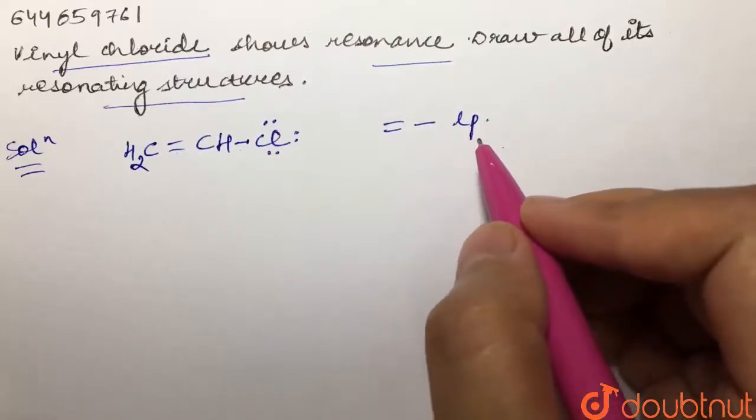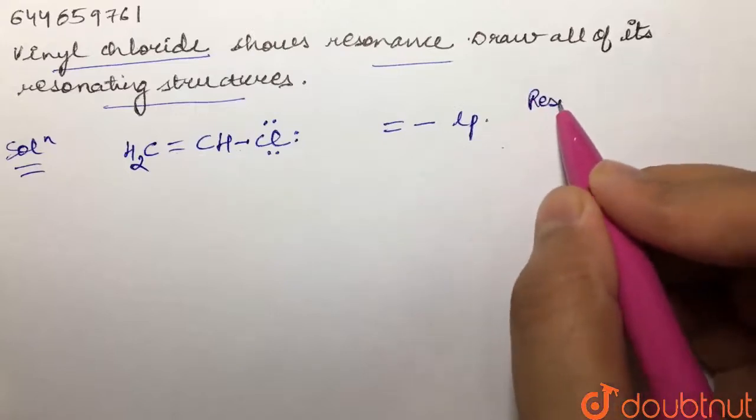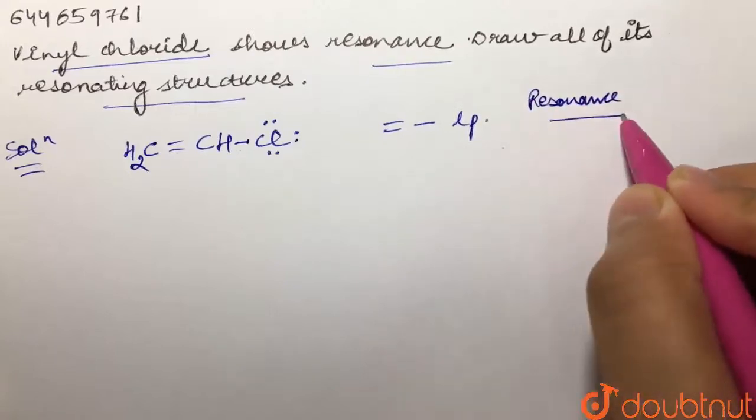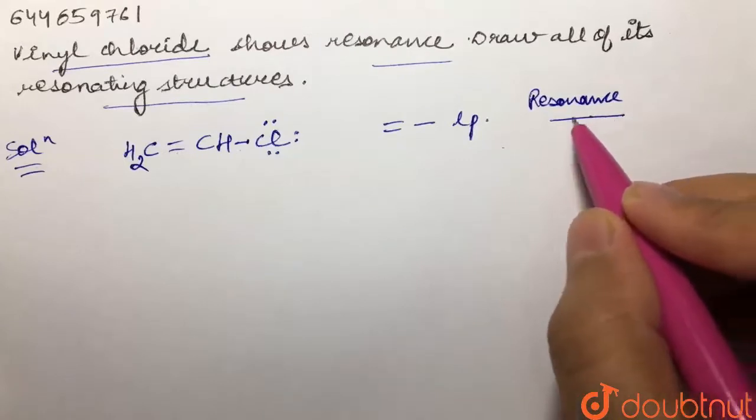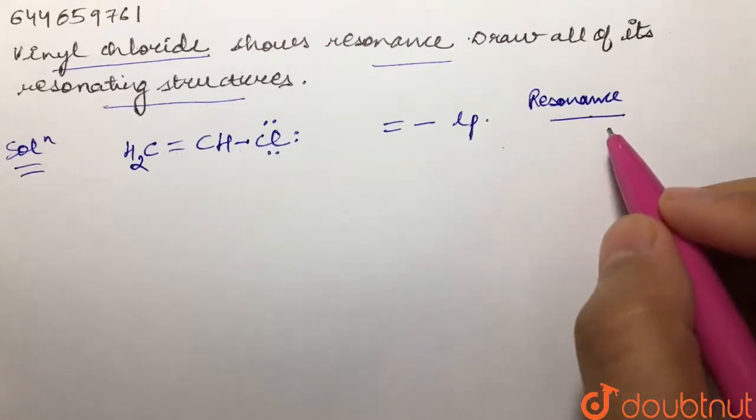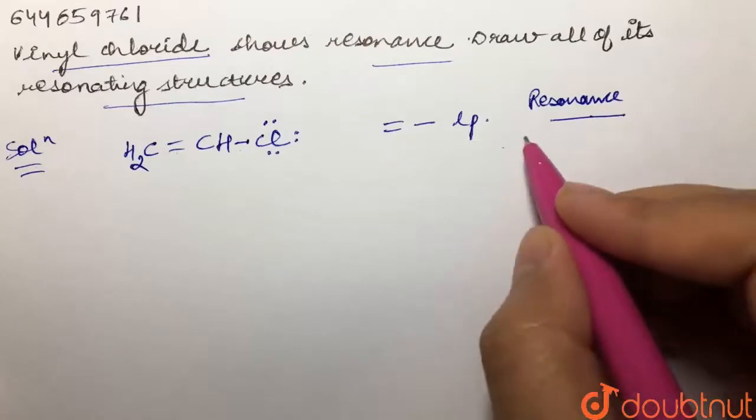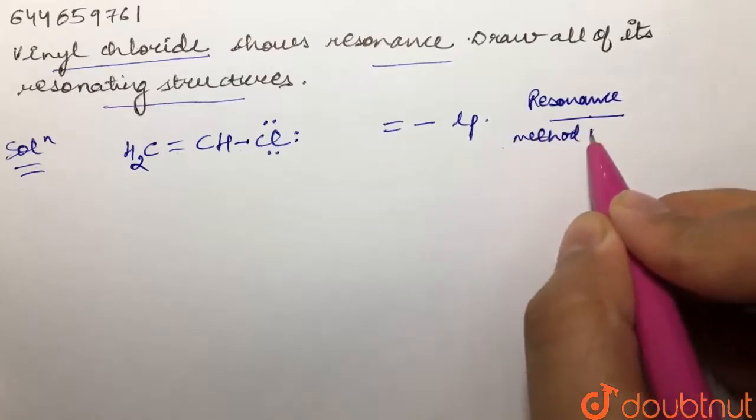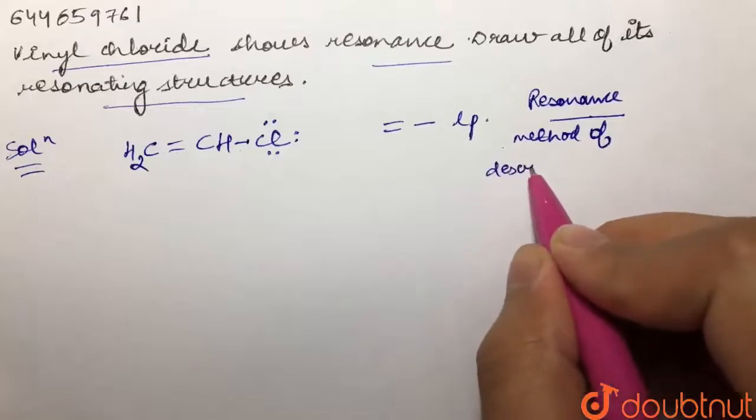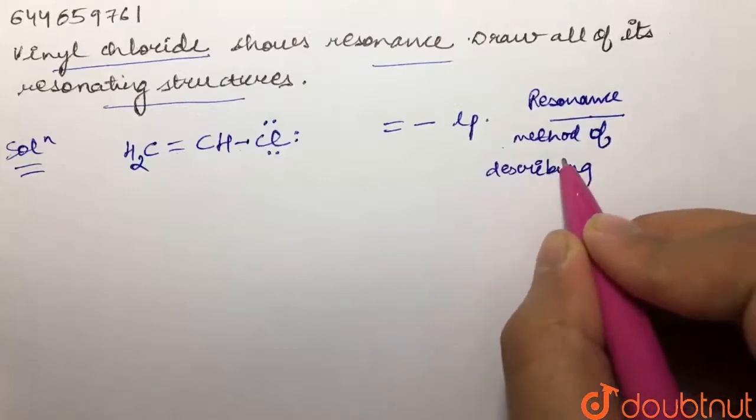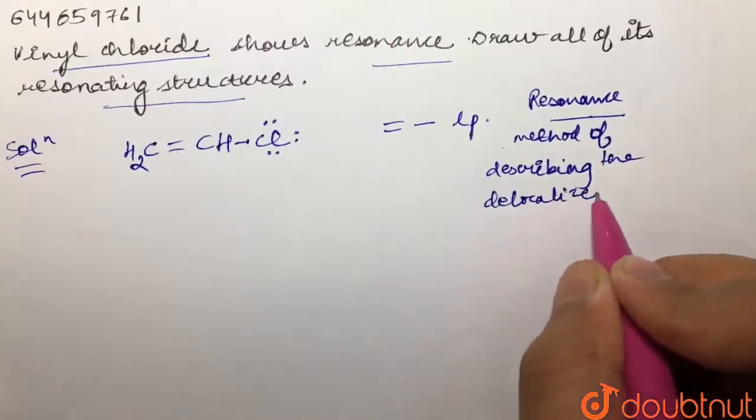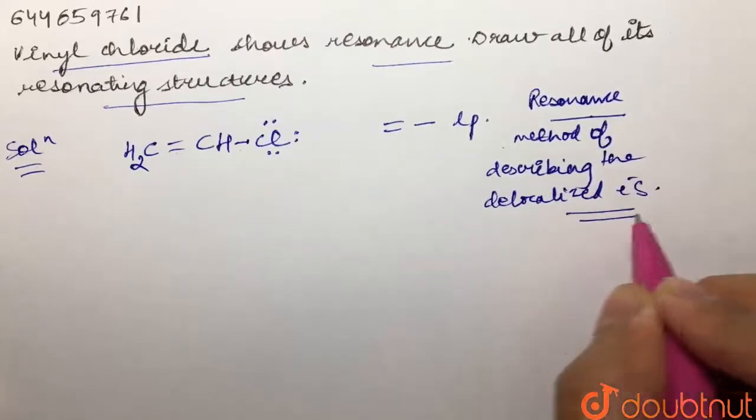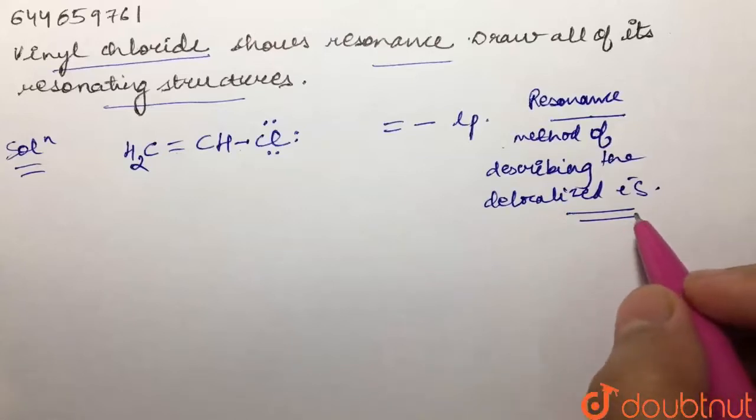So what is basically resonance? Resonance is basically a method of describing the delocalized electrons in the same molecule, where bonding can't be clearly expressed in a single structure, right?